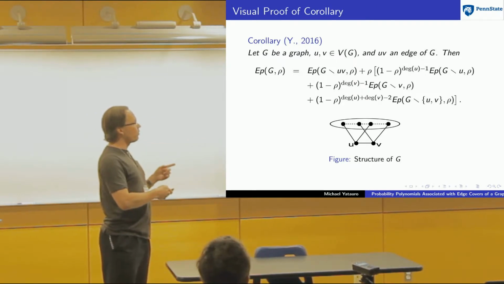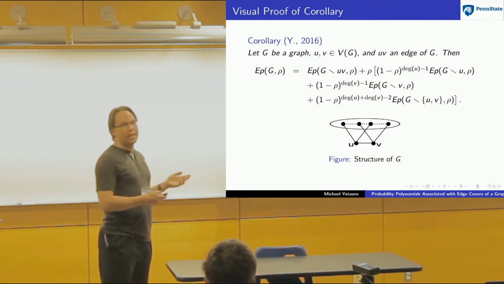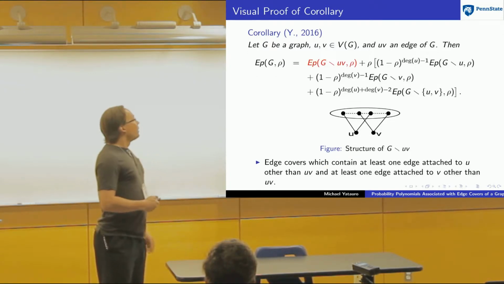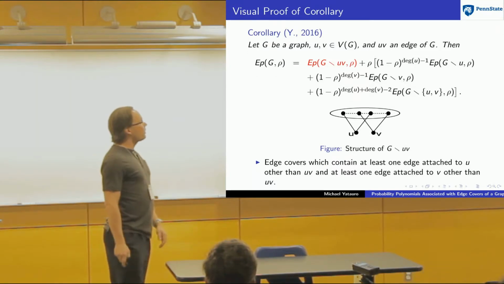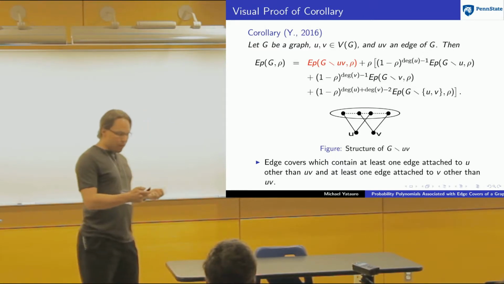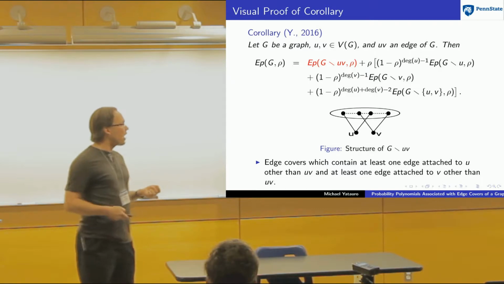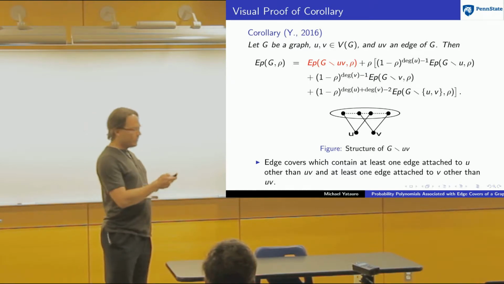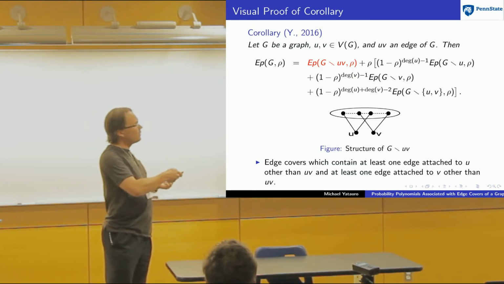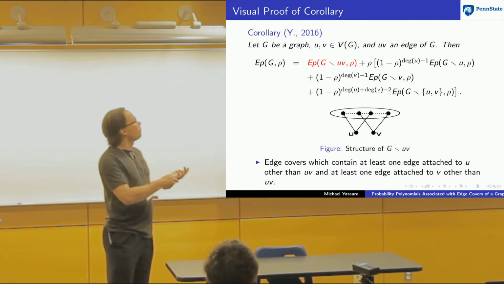U and V are joined by an edge. U has some neighbors. V has some neighbors, and they might overlap. So let's look at the first term. The idea is if we remove U, V, and consider all the remaining edge covers, we have to include at least one edge attached to U and at least one edge attached to V.